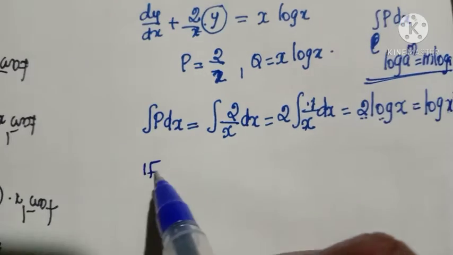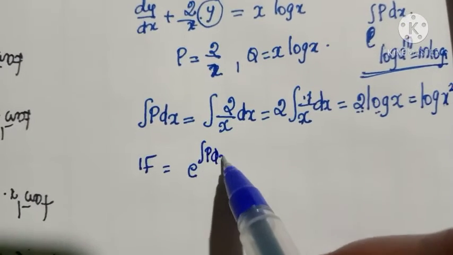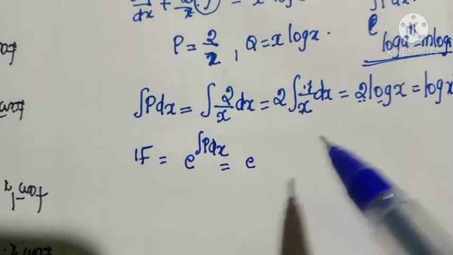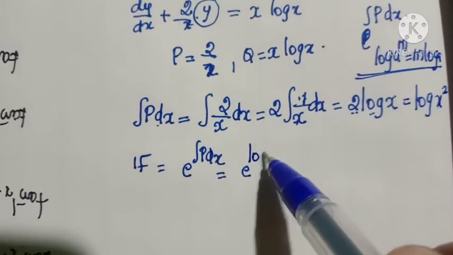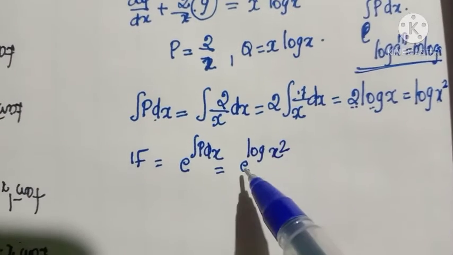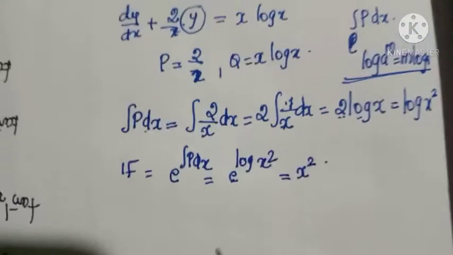So what is integrating factor? Integrating factor is e raised to integral p dx. That is e raised to log x square. Now e raised to log is 1. So this is equal to x square.